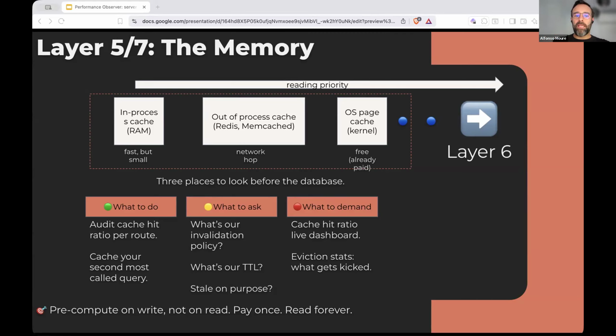The second one is the out of process cache. In this case, I usually use Redis or Memcached. They are shared across instances and they are not as fast as the in-process cache, but it's much faster than other types of memory. So it's interesting to keep them in mind. And also, even though it's slower than in-process memory, it's still quite fast. Okay, I know that I'm repeating myself, but it's important.